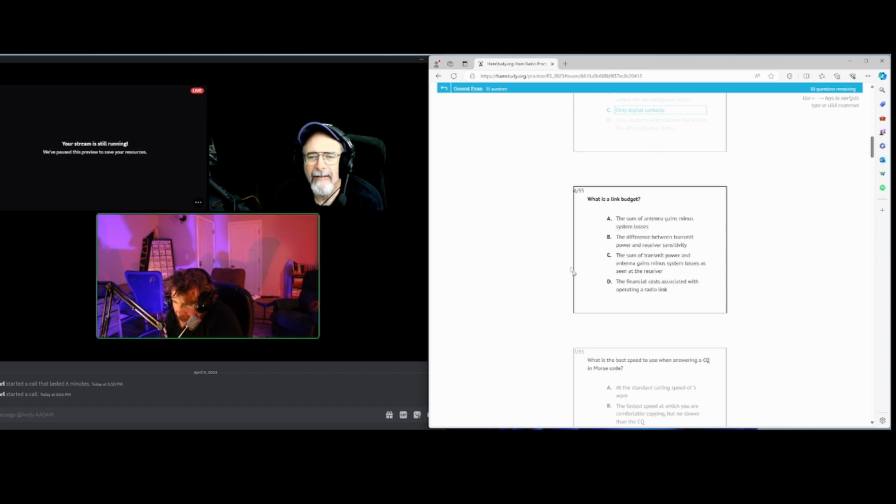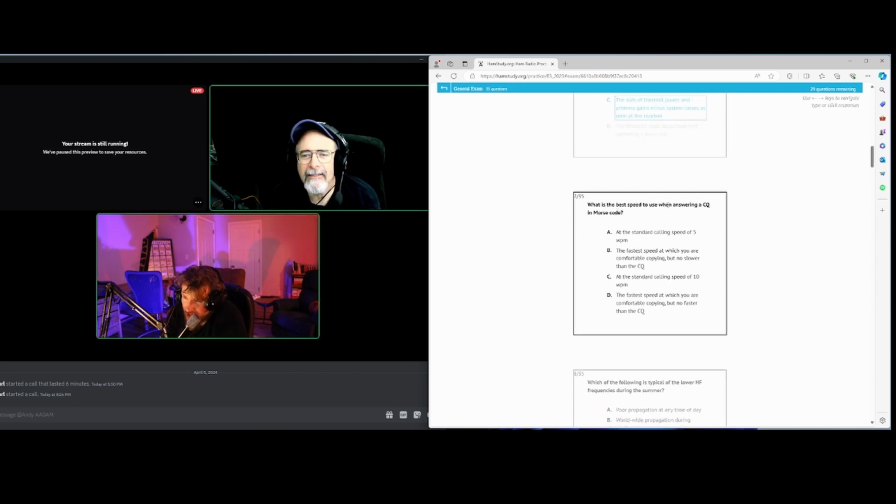The difference between transmit power... no, the sum of transmit power and antenna gains minus losses. What is the best speed to use when answering a CQ in Morse code?